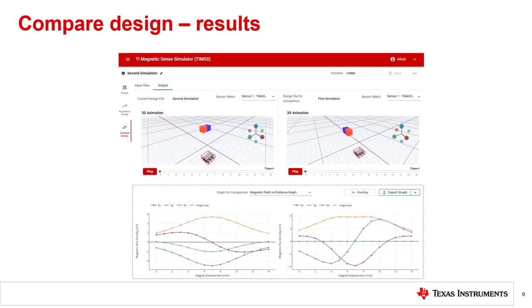Should it be the case that any one of your simulations include more than one sensor, you are able to switch between the results for the different sensors by clicking the drop-down menu next to Sensor Select. In this example, only one sensor was selected for each simulation. However, should your simulations include multiple sensors, they will be listed in this drop-down menu.